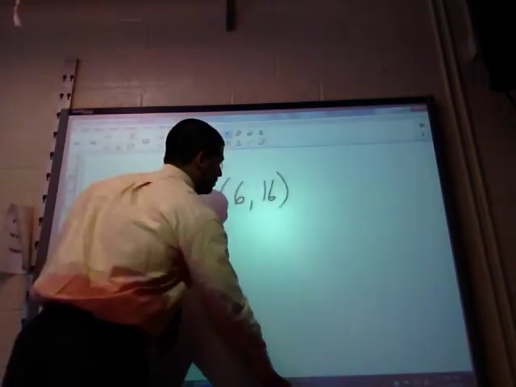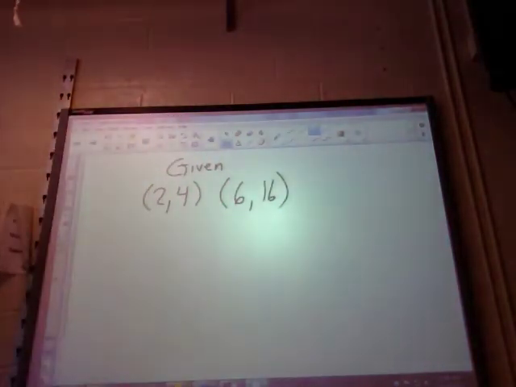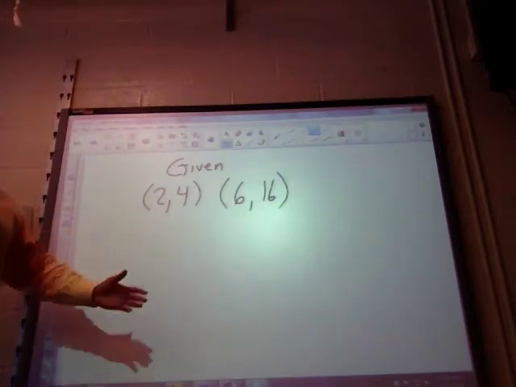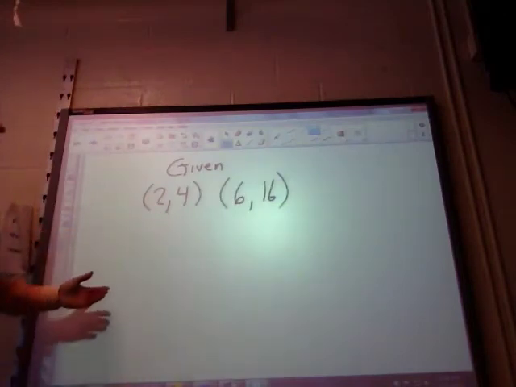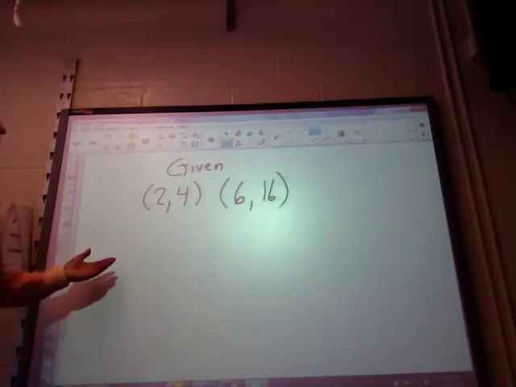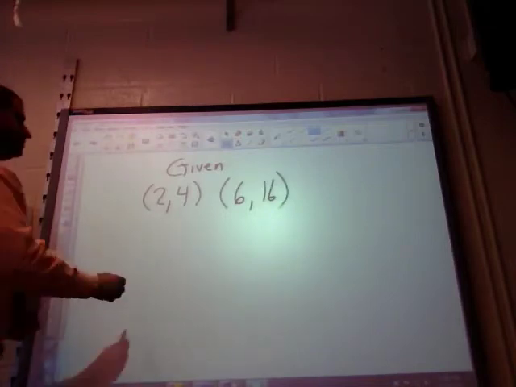So what if I was given 2 points instead of a point and a slope? This would be really hard to use slope-intercept for, because we can't really figure out the y-intercept. We can figure out the slope, so let's just start there.